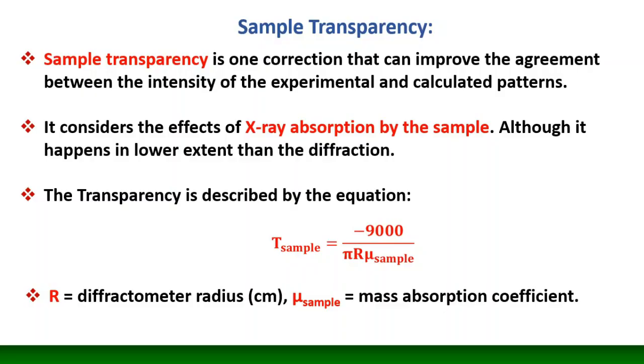The sample transparency. The sample transparency is one correction that can improve the agreement between the intensity of the experimental and calculated patterns. It considers the effects of X-ray absorption by the sample, although absorption can happen in lower extent than the diffraction. The transparency is described by the equation shown here in the slide. So minus 9000 over pi times r, where r is the diffractometer radius, times the absorption coefficient of the sample.